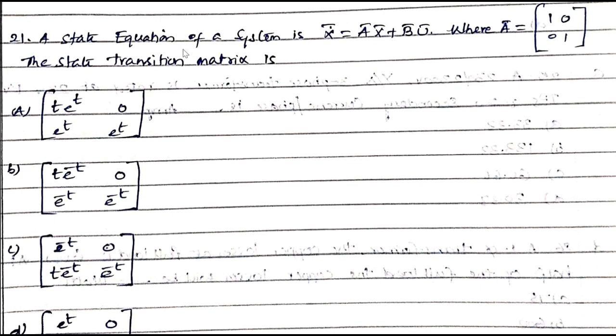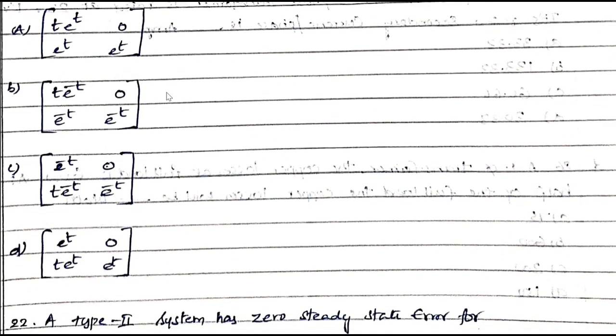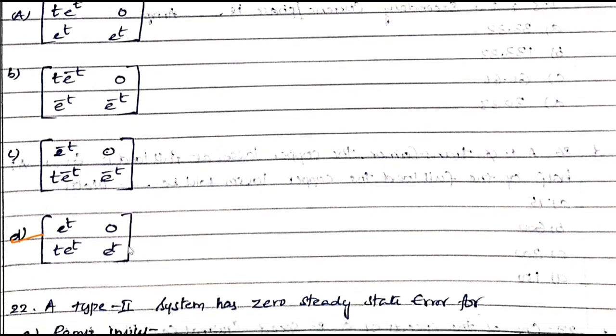Next one, a state equation of a system is x dot bar is equal to A bar x bar plus B bar u, where A is the matrix [1 0; 0 1]. The state transition matrix will be, for this question, it is D, that is e power t, 0, 0, e power t here. Okay.